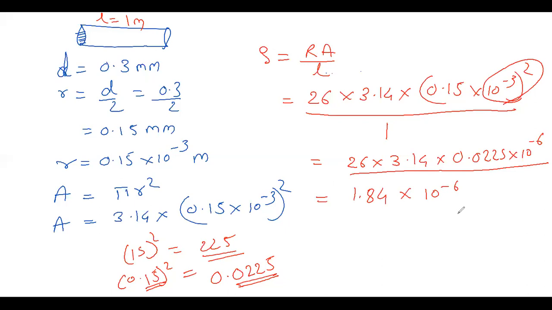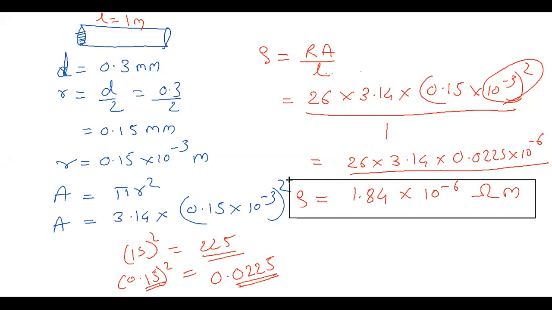And this is what? Resistivity. So what should I write as the units? Ohm meter. Yes or no? Yes, sir. 1.84 into 10 raised to minus 6.